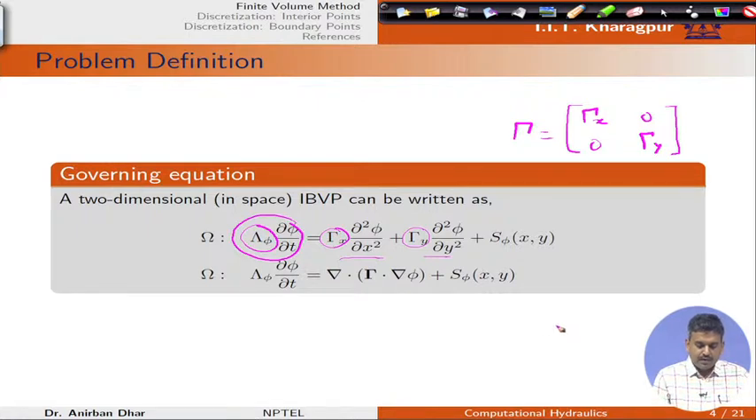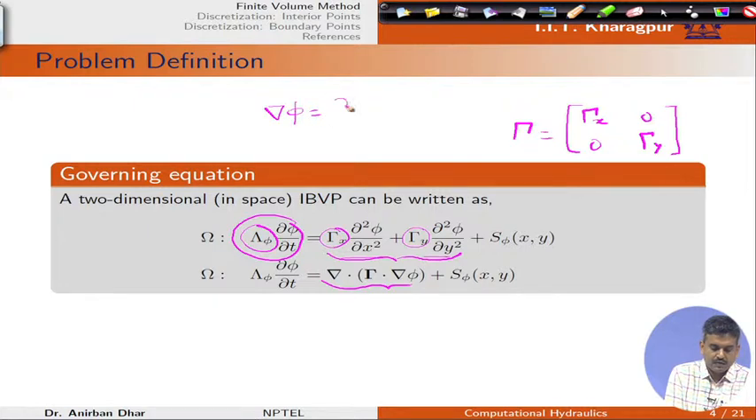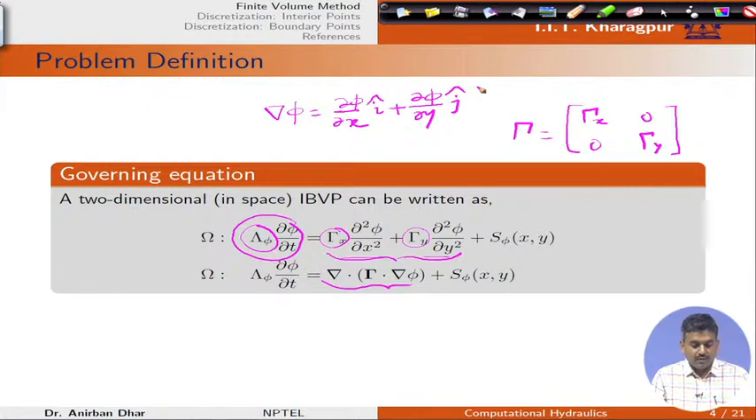If we write this in terms of the del or divergence operator, we can write this one like this. This is basically del phi, or grad phi, which equals partial phi by partial x times i, where i is the unit vector in direction x, and j is the unit vector in direction y, and the divergence of this will give you the other terms.